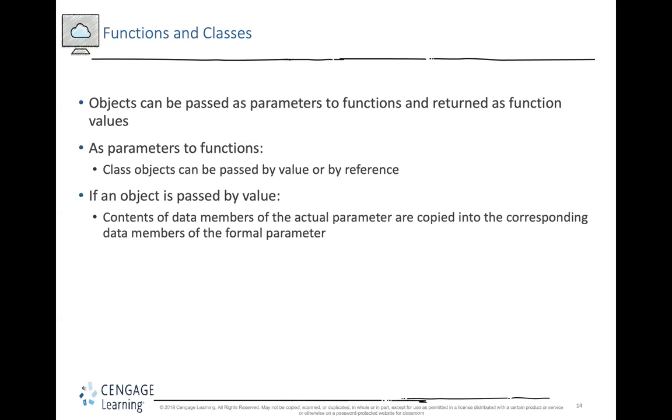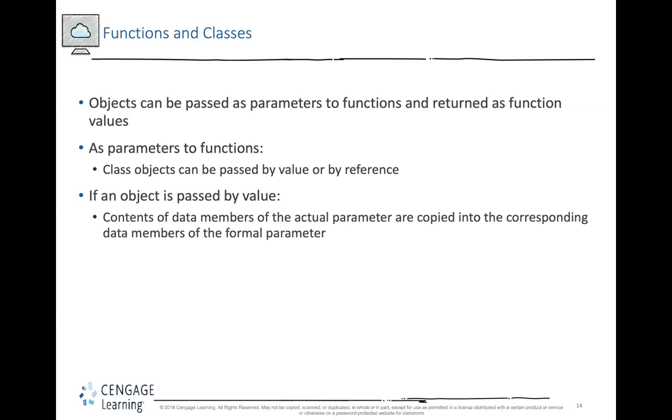So objects obviously can be passed around as parameters to functions, and can also be returned as function values. Most of the program is going to be like this. You're going to have your classes, maybe the standard classes or maybe the ones that you make. You can pass these objects by value or by reference, the same way as a struct. If it's passed by value, then you're doing a copy.